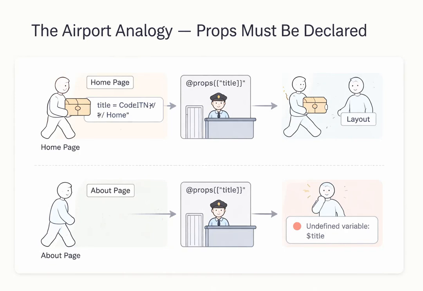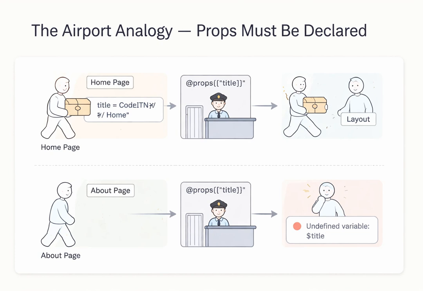The instructor uses a really memorable analogy here. Imagine someone traveling from Nepal to America. The person in Nepal sends a traveler. That traveler is the data, the title. But when they arrive in America, they cannot just walk through freely. There is an airport checkpoint.